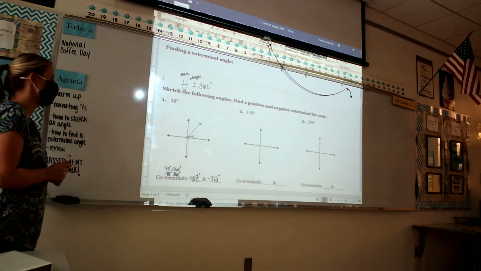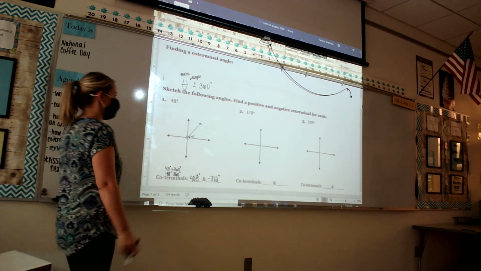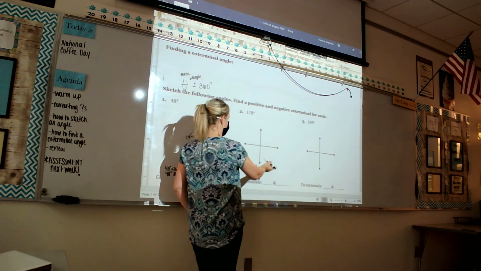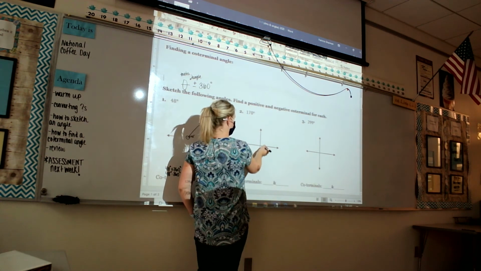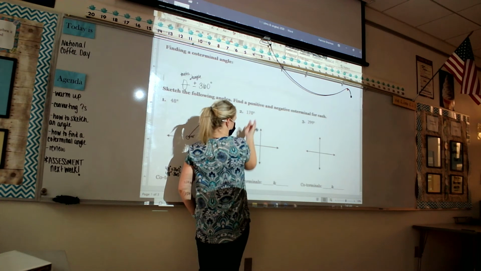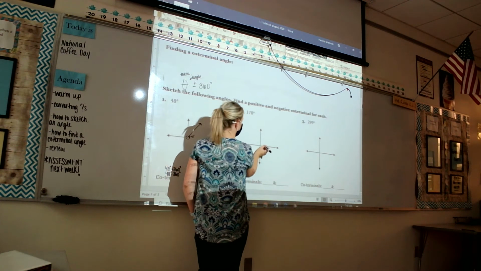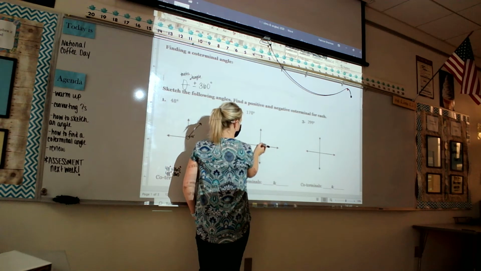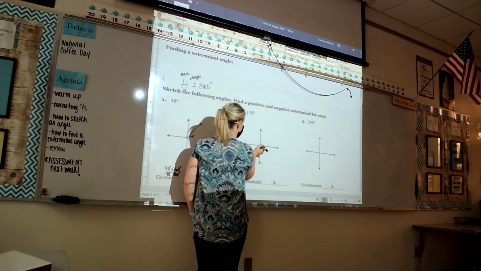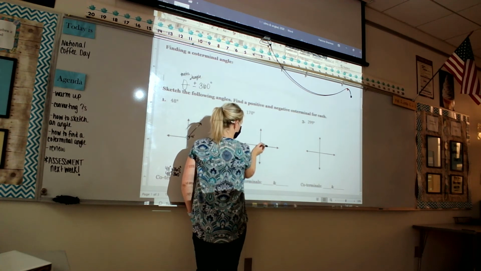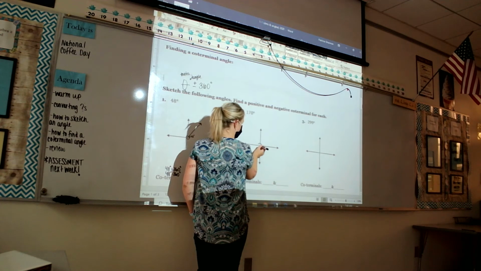Okay, so the next one, 170. So I start on my initial side. Basically, I just put my pen or pencil here. I'm gonna start rotating around until I think I'm about at 170. So if I start rotating, I know that's 90. I don't wanna go all the way to 180 because that would be too much. So I'm gonna say it's about right there. It doesn't have to be perfect.